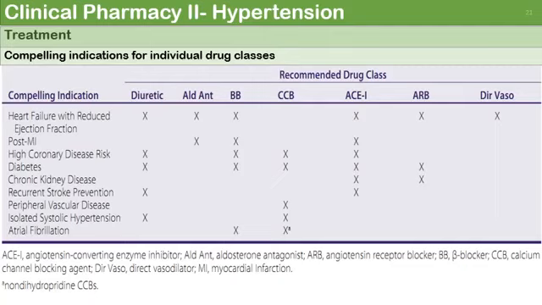This table shows the drugs that could be used for compelling indications. In the case of heart failure with reduced ejection fraction, according to the guidelines we use diuretics, an aldosterone antagonist could be used, a beta blocker could be used with heart failure, an ACE inhibitor, we can add an angiotensin receptor blocker, and a direct vasodilator we can add.